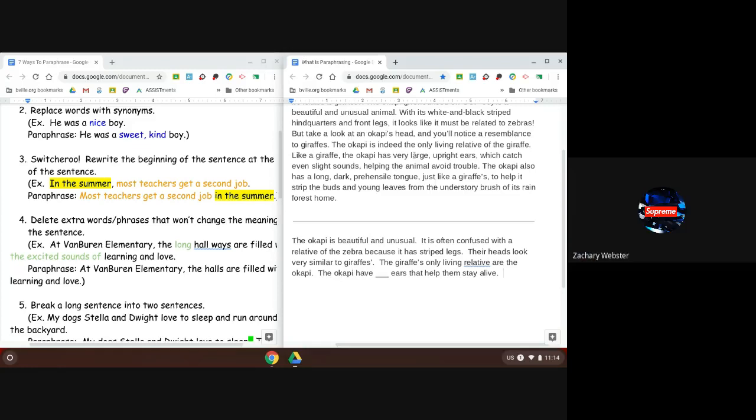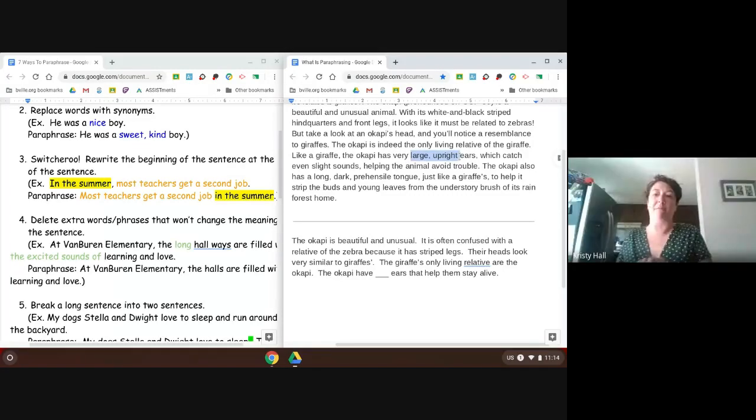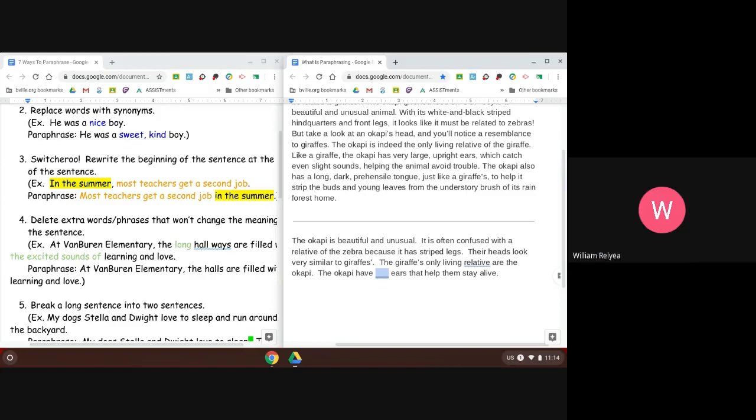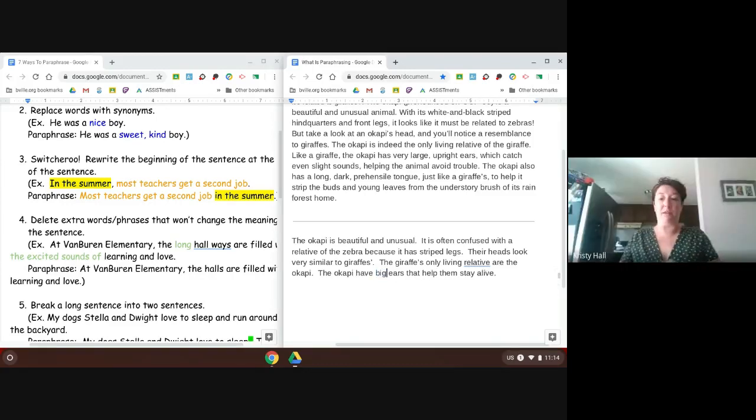Let's look at how they described it. They describe them as large and upright. So let's try and pick a word that means one of those things. They have big ears. Perfect. They have big ears that help them stay alive. How do they help them stay alive?